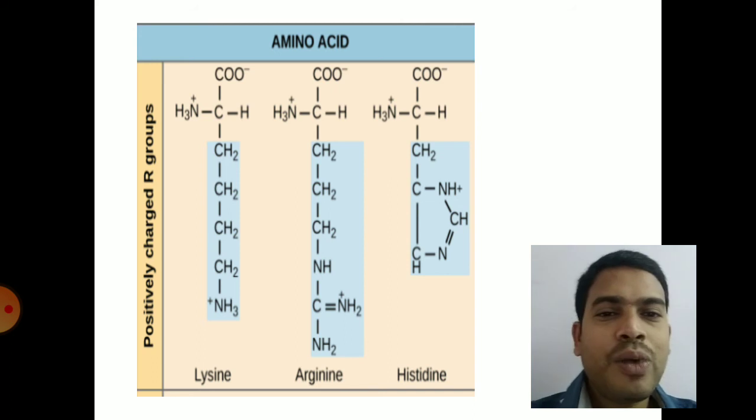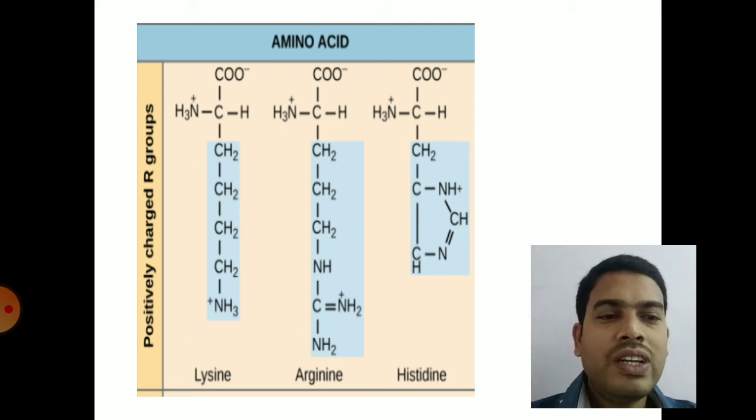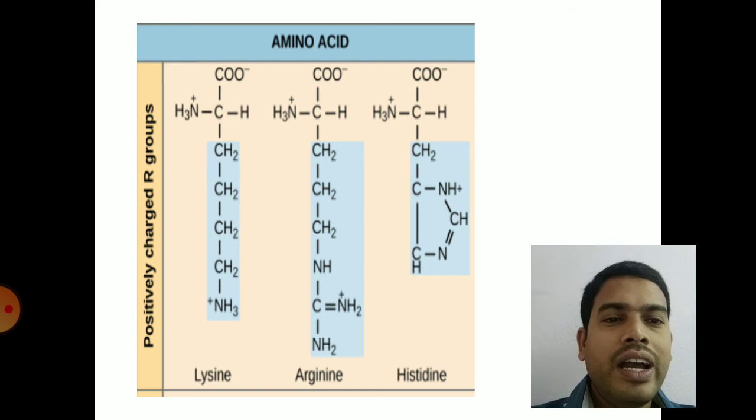So the last amino acids are positively charged R groups, also called basic amino acids: arginine and lysine. You can see the lysine structure, 4 CH2 groups, 1 amino group. You can see arginine, 3 CH2 groups and 1 guanidino group. NH-C(=NH)-NH2 is called the guanidino group, which is present only in arginine. And histidine has an imidazole ring. The indole ring is present in tryptophan, the imidazole ring is present in histidine. So the ring shown here is the imidazole ring.